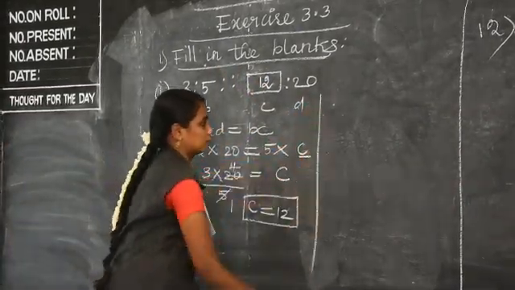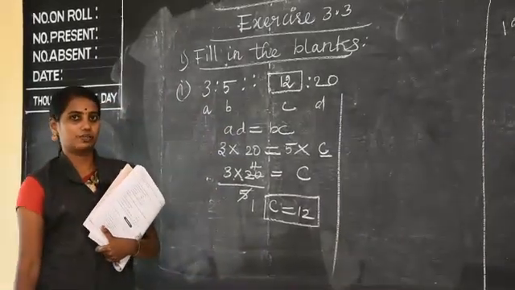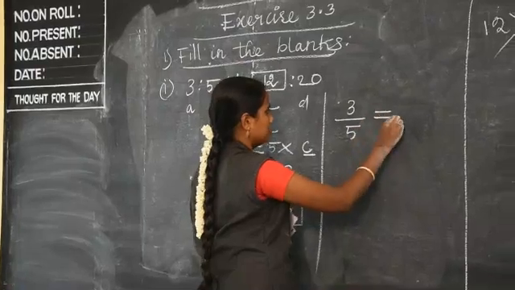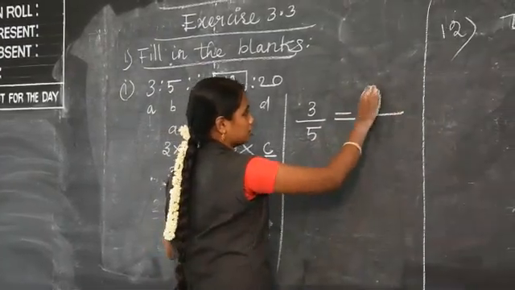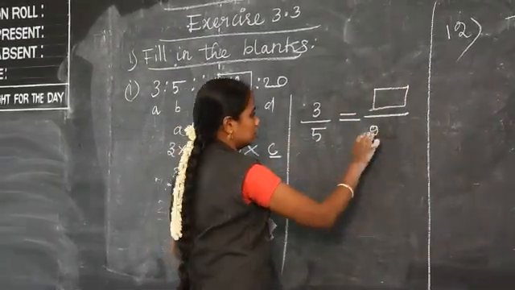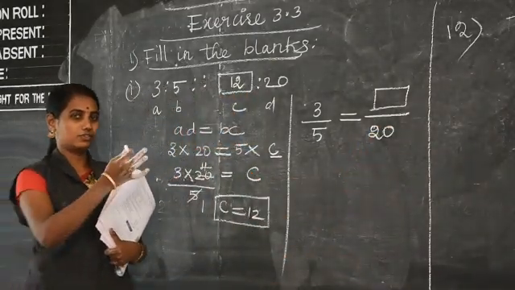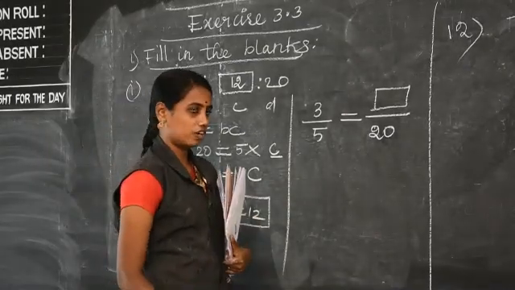I will explain you for this problem by equivalent ratio method also. Listen to me. The given ratio is 3 by 5 equal. Numerator is not given. Denominator is 20. Okay, this is equivalent ratio. Yes or no? We know that. Okay, when two ratios are given, it will be equivalent ratios.